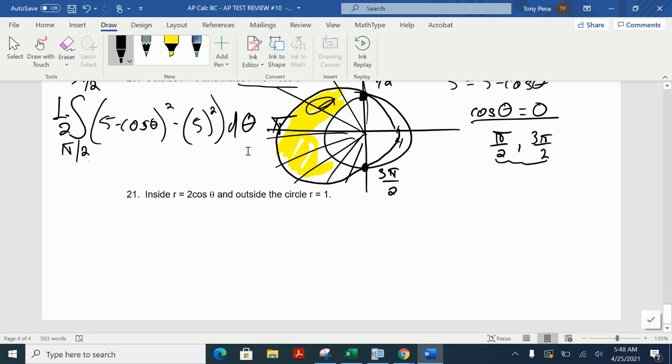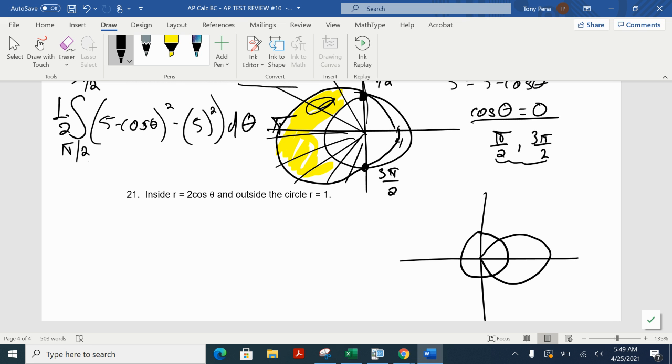Where that is different is in number 21. So if I now go to number 21, let's graph this. We have a circle with a radius of 1. Sketch that in. And then that 2 cosine of theta looks like this. You're then told we want to be inside of the 2 cosine of theta, outside of the circle. So that's this one. This is our area.